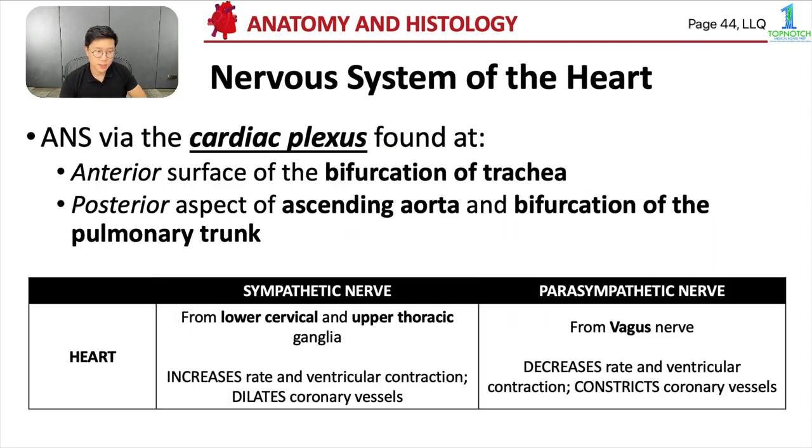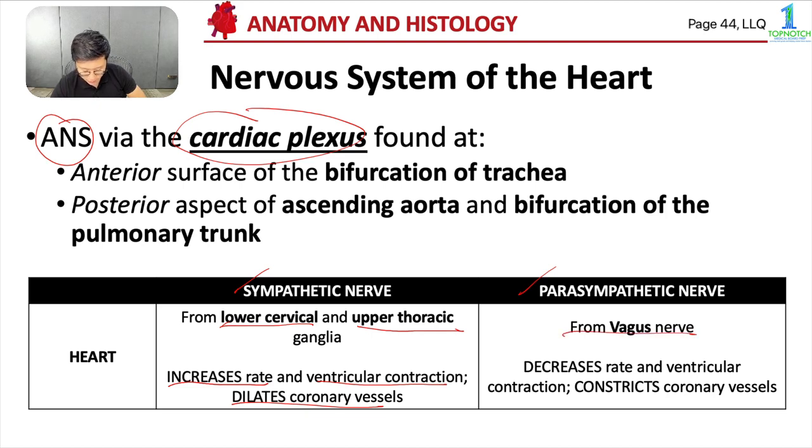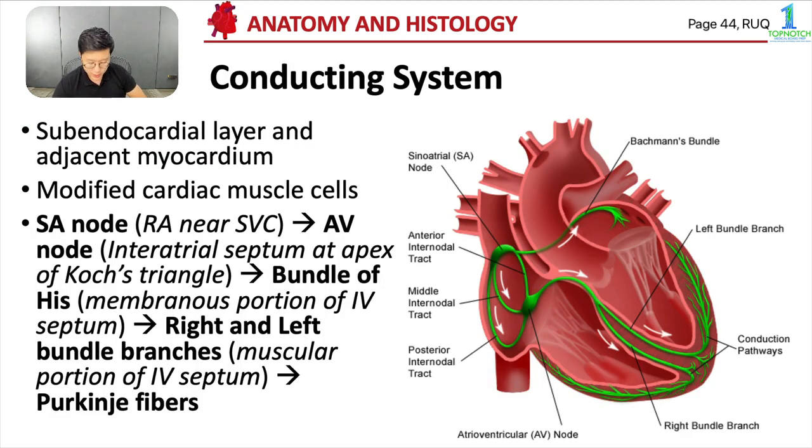So for the nervous system of the heart, the autonomic nervous system is via the cardiac plexus. And you have the sympathetic and parasympathetic nerves. So for the sympathetic nerves, it's from the lower cervical and upper thoracic ganglia. It increases the rate and ventricular contraction, and it dilates your coronary vessels. For parasympathetic innervation, it's from the vagus nerve. It decreases your heart rate and ventricular contraction, and it constricts the coronary vessels.